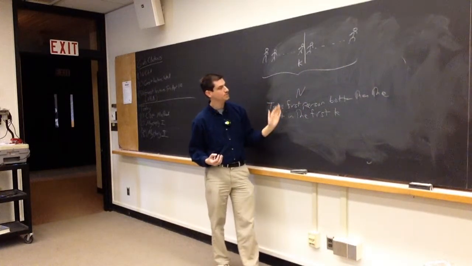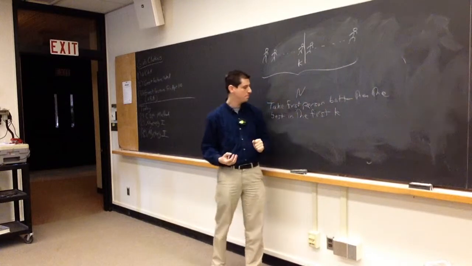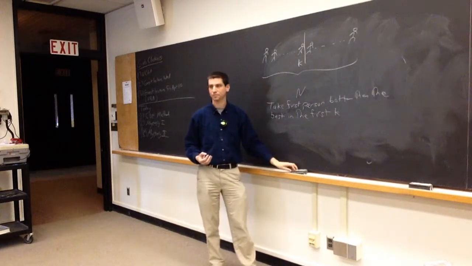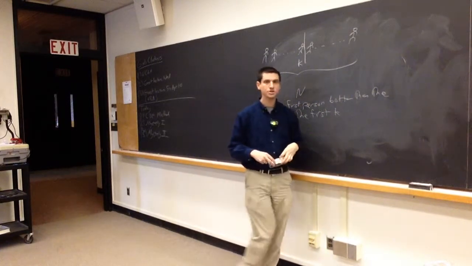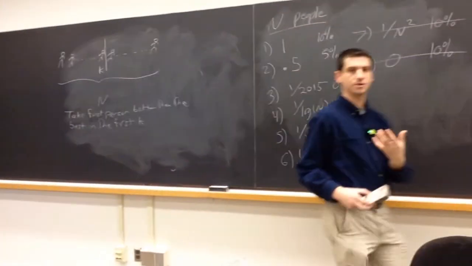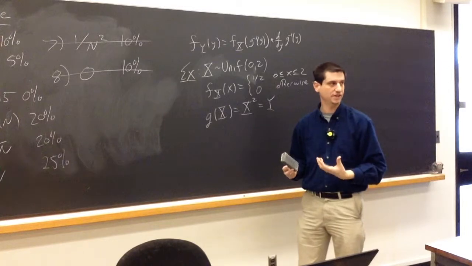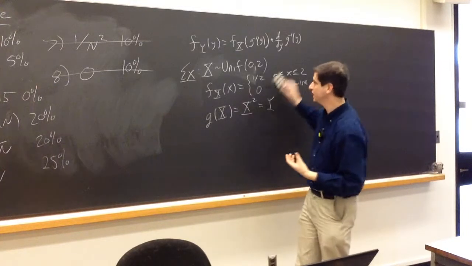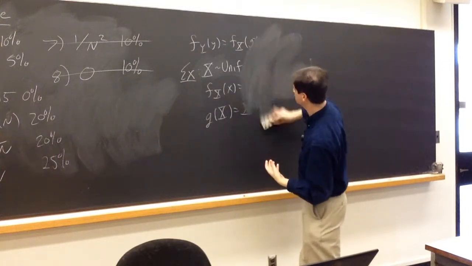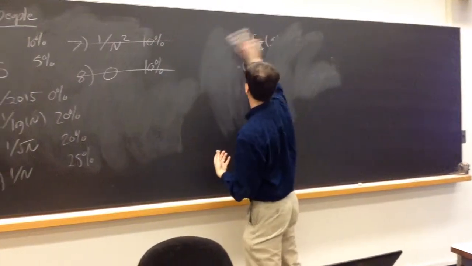Let's analyze what happens if we take the first person better than the best in the first K. We want to calculate what is the probability we end up with the correct person. Right, and again, for us, the correct person is the best. If I end up with the second best, I consider that a failure. I consider that as bad as ending up with the worst possible. All right.